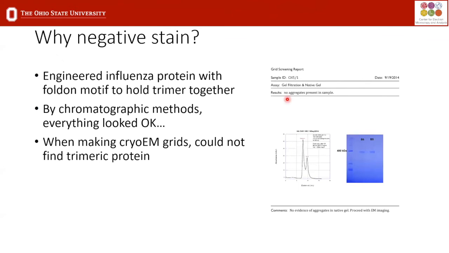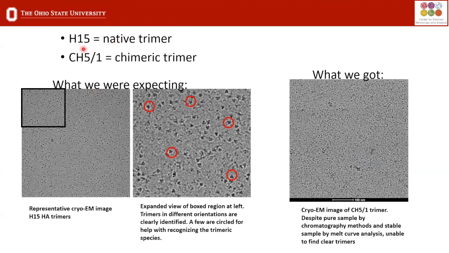And I'll tell you a quick story about why negative stain is so useful. I was working on this engineered influenza protein, and it's a trimeric protein. For the biochemistry, we were using something called a Foldon motif to hold these three arms of a trimer together. We did our chromatography and everything looked just fine. However, when we went to cryo-EM, we couldn't find any of the trimeric protein. So we had two of these influenza trimers. One was a native trimer and one was a chimeric trimer that we engineered.